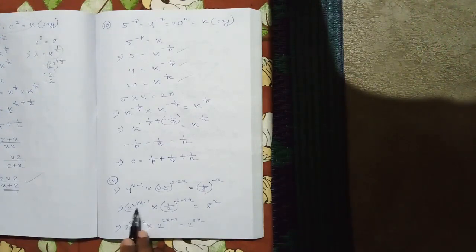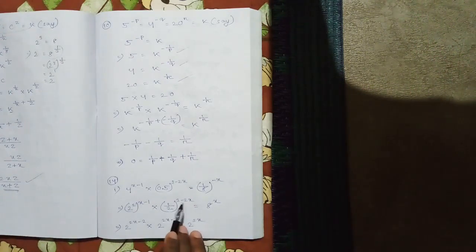You can use power law here. 2 power 2x minus 2 into, now again you can see 1 by 2 power 3 minus 2x, a by b whole power m. You can write b by a whole power minus m. You can take the reciprocal of the base and change the sign of the power. So 1 by 2 can be written as 2, then 3 minus 2x can be written as minus of 3 minus 2x. What is minus of 3 minus 2x? 2x minus 3. So take the reciprocal of the base, change the sign of the power.